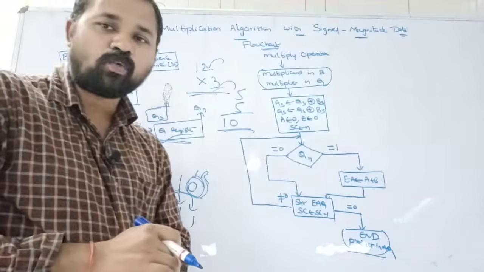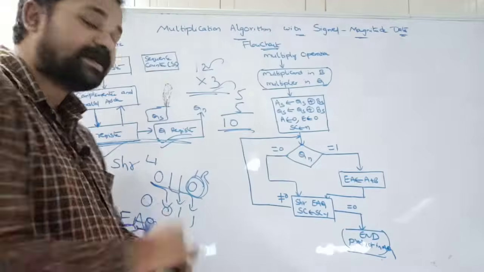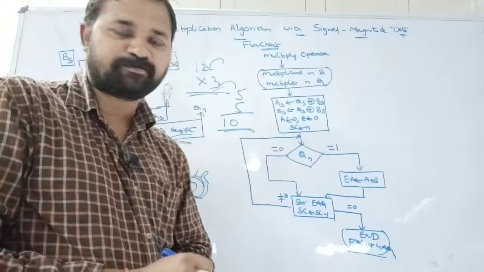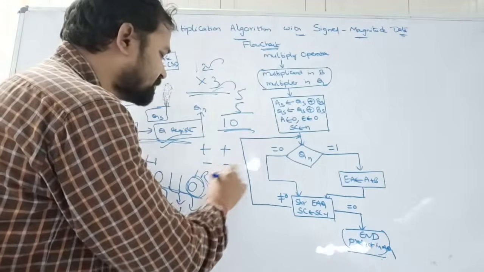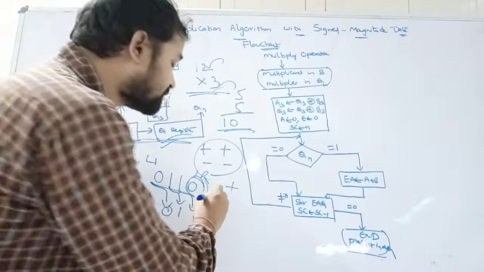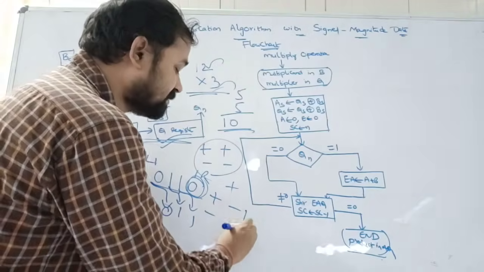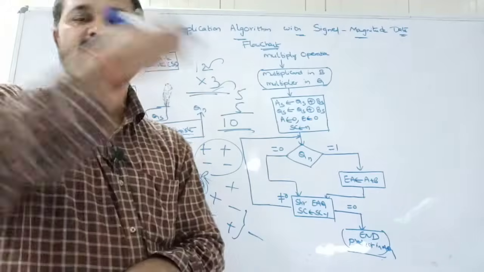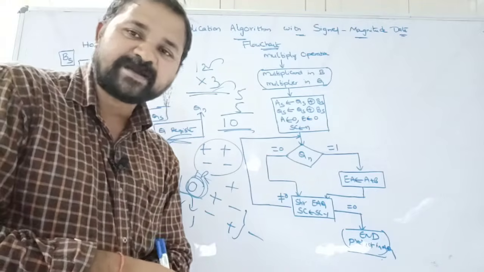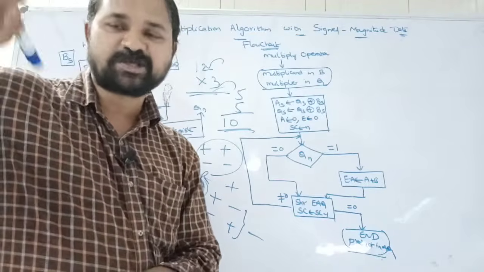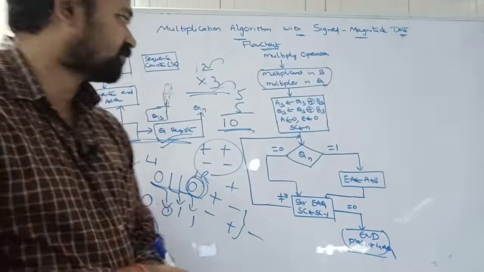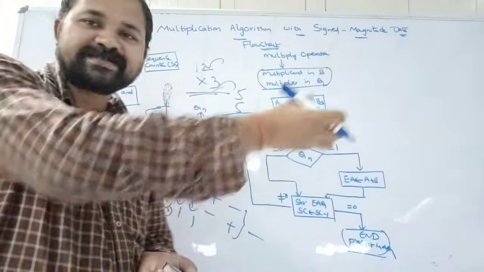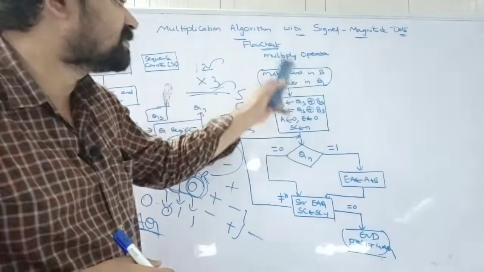Now the sign of A and Q depends upon the multiplicand and multiplier sign. If both signs are the same, that means plus plus or minus minus, then the result is plus. Whereas if the signs are different, plus minus or minus plus, then the result is minus. So we need to perform exclusive OR operation on multiplicand sign bit and multiplier sign bit, that is BS and QS. So BS exclusive OR QS. Based upon the result, we have to transfer the corresponding sign to A.